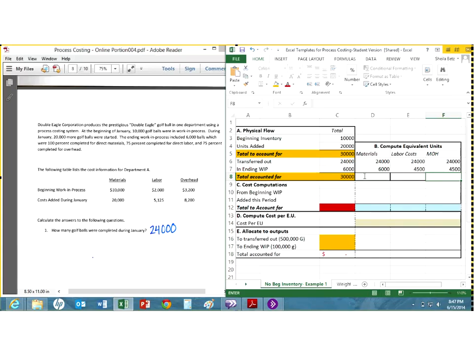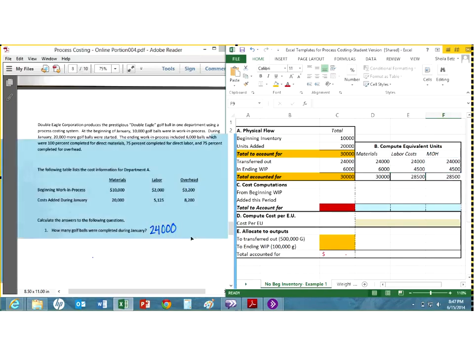So now what I want to do is add up the equivalent units that I've worked on in regards to each category. So I've worked on a total of 30,000 golf balls in regards to materials. I've worked on a total of 28,500 golf balls in regards to labor, and the same for overhead.